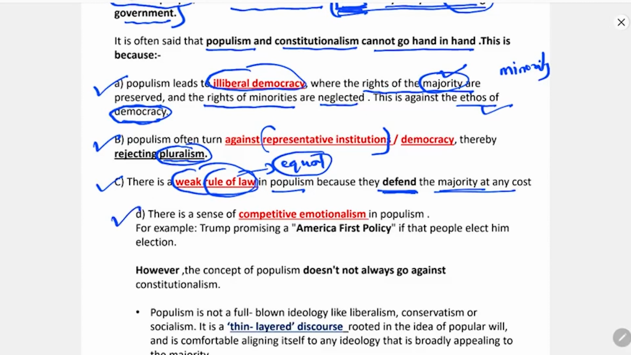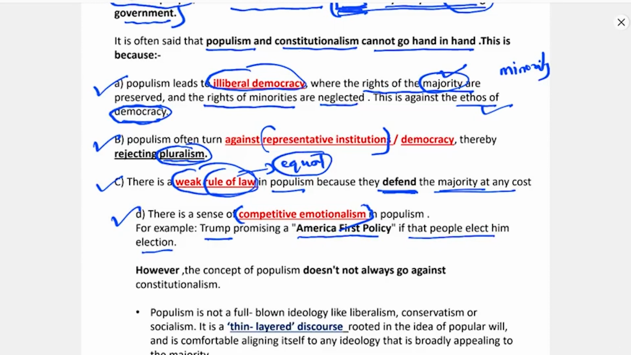There is also a sense of competitive emotionalism in populism. For example, Donald Trump promised an America First policy if people elected him. It means that when you are campaigning and using this kind of sentences, if you elect me, I will give something for you.